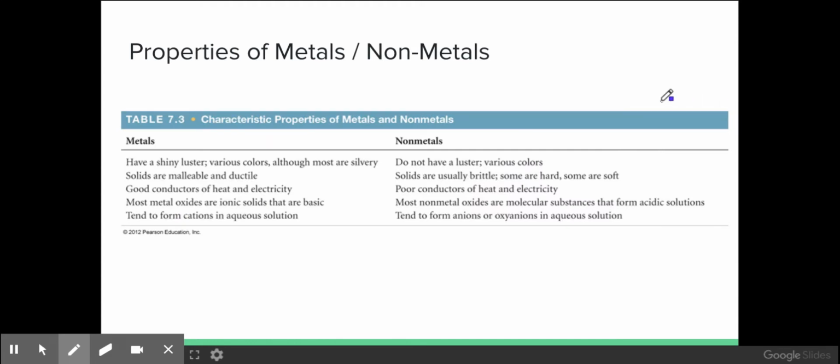You should know the general properties of metals versus nonmetals, right? We say that metals are shiny, they have a luster, they're malleable, they're ductile, good conductors of heat and electricity, and that's pretty much it. And then nonmetals have properties that are the opposites of that.